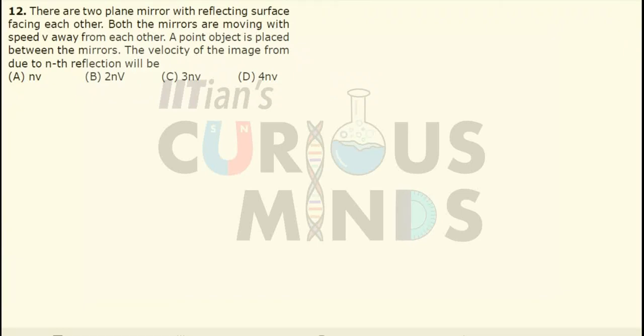There are two plane mirrors with reflecting surfaces facing each other. Both the mirrors are moving with the speed v away from each other. A point object is placed between the mirrors. The velocity of the image formed after the nth reflection will be equal to.